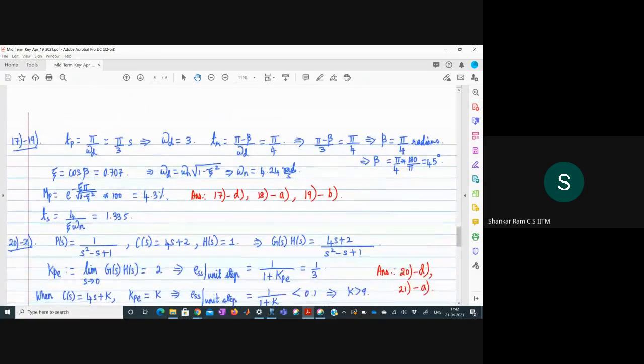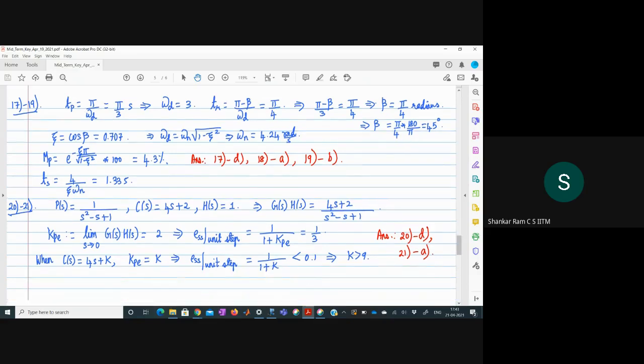For questions 17 to 19, I have given the peak time and rise time of a standard second order underdamped system. The main step here is that you need to convert beta from radians to degrees. That is an important step. If you do that properly, you will get these answers. The damping ratio will be 0.707, which is choice B in question 17. The maximum peak overshoot will be 4.3%, which is choice A in 18. And the settling time will be 1.33 seconds, which is choice B for question number 19.